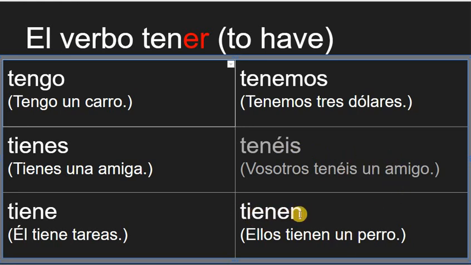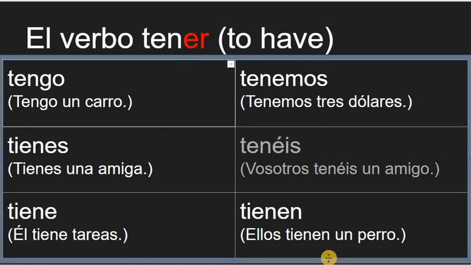Tienen. This could mean they have or you all have. Ellos tienen un perro. They have a dog. So again, all the forms here in this column are for singular. We're referring to one person or one thing.